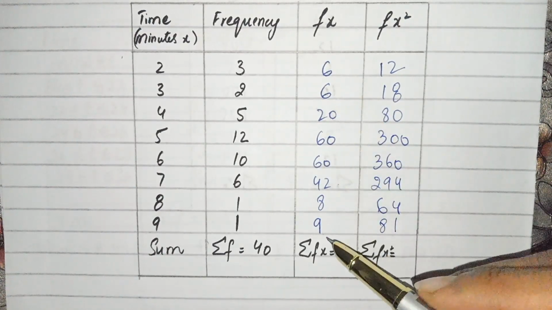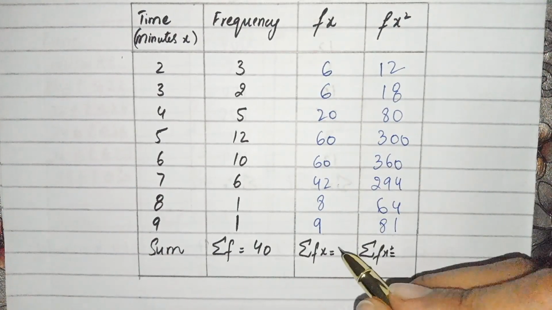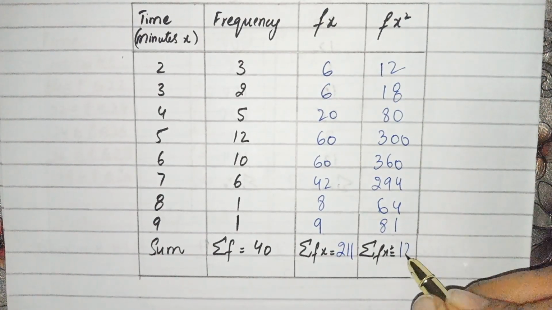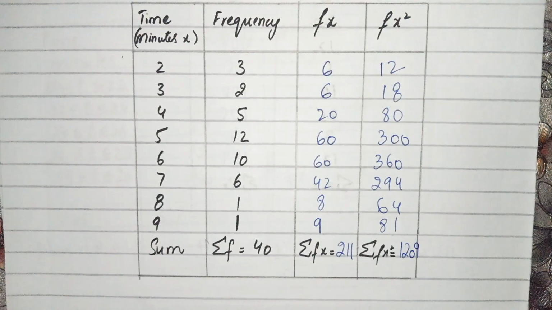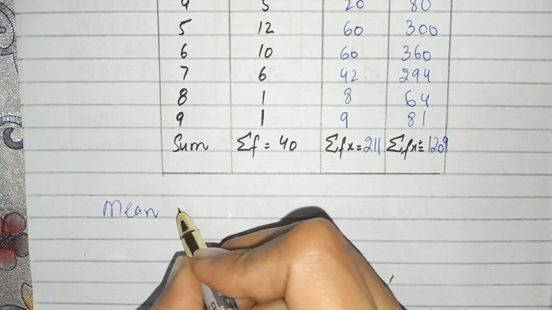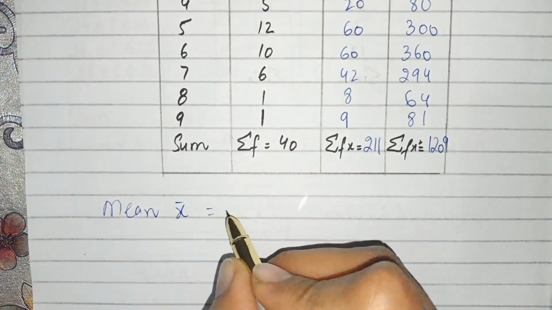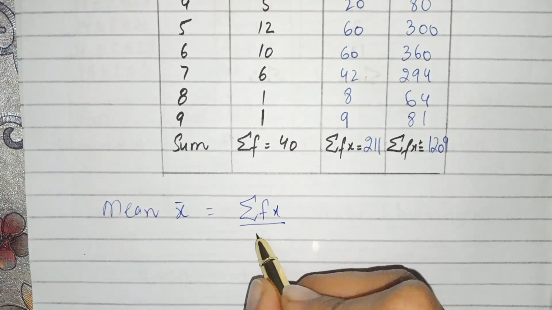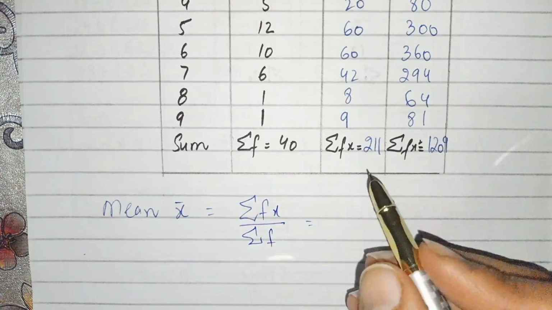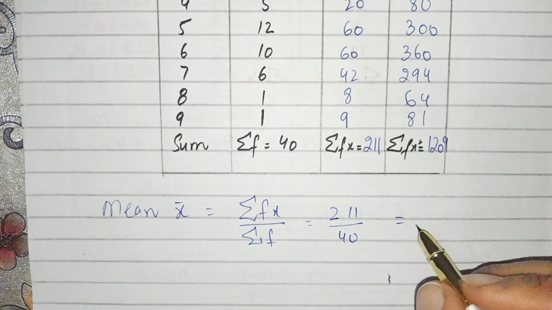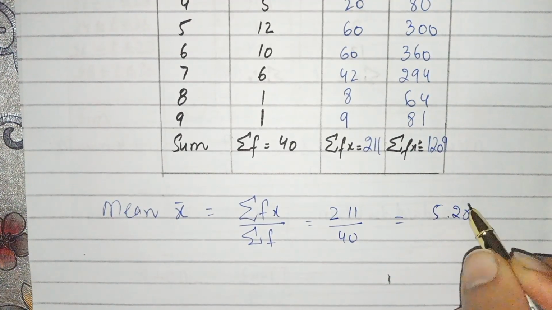And now we have to add these values. By adding these values, we get 211. And by adding these values, we get 1209. Now we have to find the mean. The mean formula for grouped data is sum of fx over sum of f. Sum of fx is 211, divided by 40, and we get 5.28.